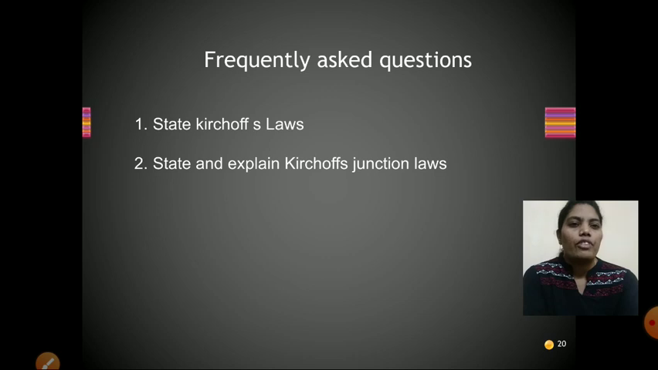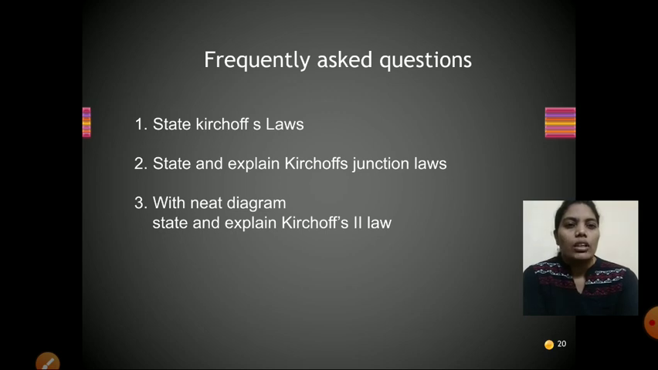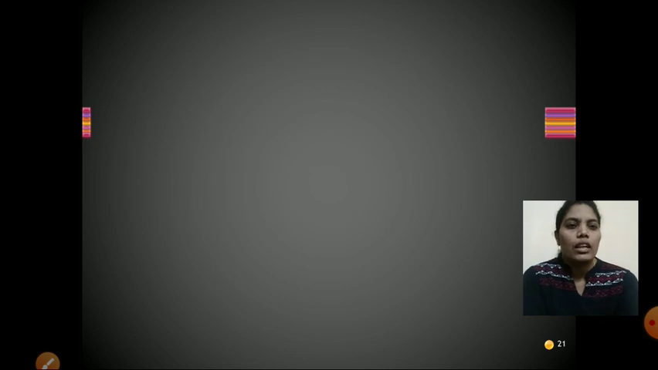Now here are some frequently asked questions. State Kirchhoff's laws. So you need to state both the laws. State and explain Kirchhoff's junction law. With a neat diagram, state and explain Kirchhoff's second law. So with this we are concluding our session.